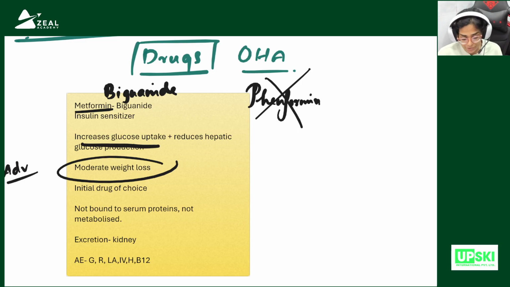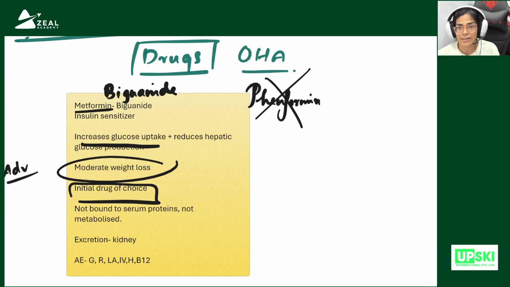Now, this is the initial drug of choice. So if you ever get a question like this, a 35-year-old patient or a 40-year-old patient comes to the physician with so and so problems, polyuria, polyphagia, polydipsia, and the person's value is slightly different from the normal values. What can you give to the patient as an initial therapy? Always the initial choice for type 2 diabetes mellitus is metformin. Okay, remember this. Now, the drug is not bound to serum proteins, not metabolized, but the excretion happens through the kidney. You need to adjust the doses in renal impairment, otherwise it would cause lactic acidosis.